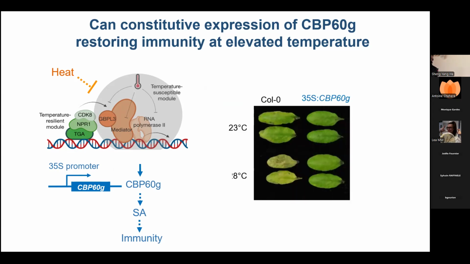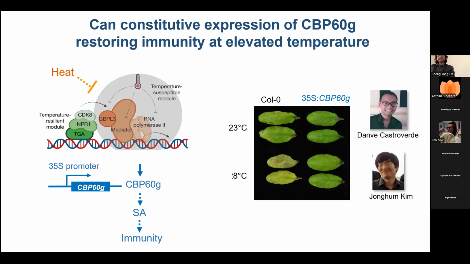So Columbia, as I showed you before, at 23, and this is 28. You see more disease here. And in these transgenic plants, there was no disease in either case. They were pretty happy. That was after 5 years. And so it was a tremendous experiment.